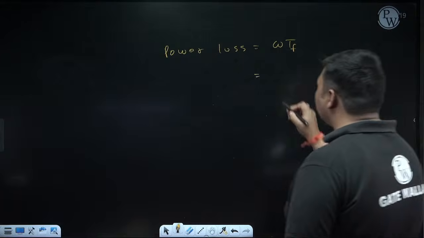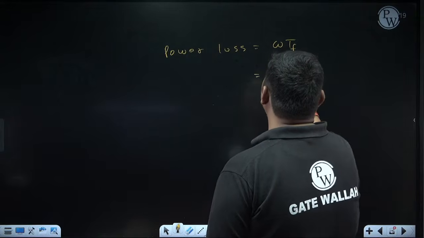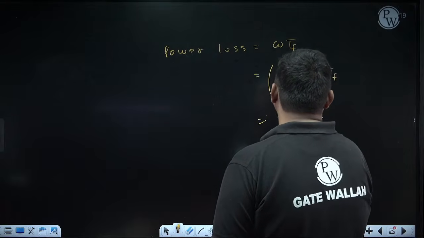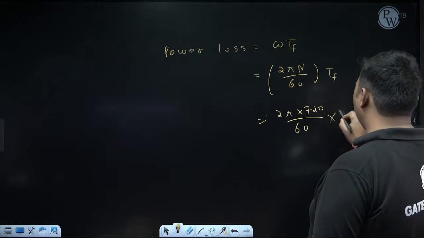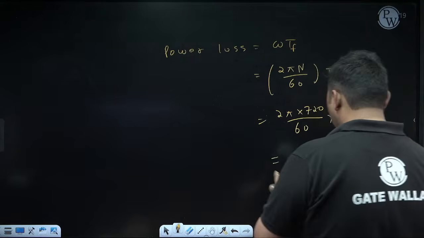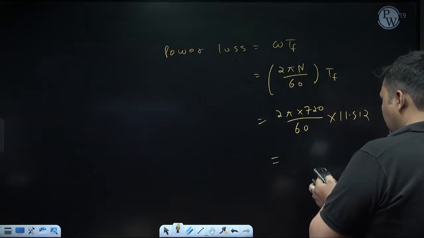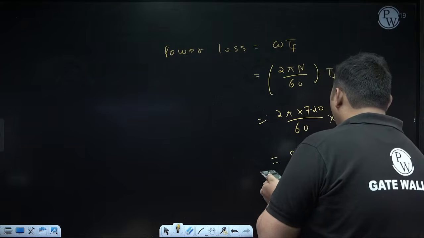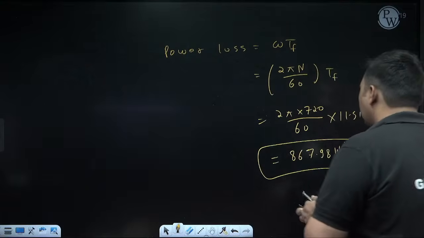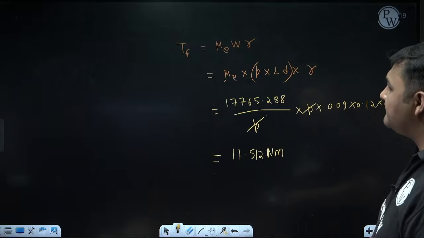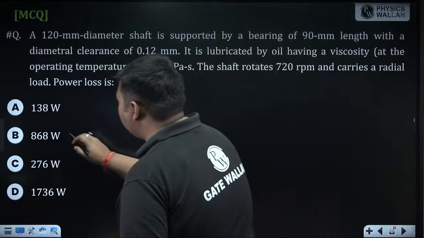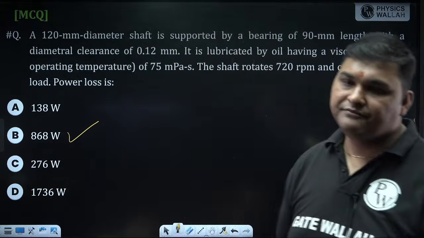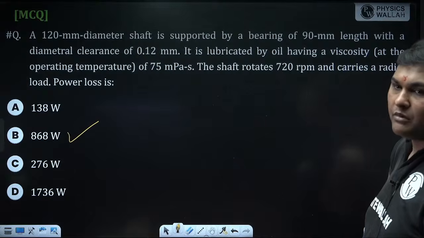Now if speed in RPM is capital N, we know speed in radian per second will be 2 pi capital N by 60, into the torque loss. So 2 pi into 720 divided by 60, into torque loss 11.512. So how much power loss is coming? Is it coming nearly 867.98 watt? Now see which option is near to this answer. Near to 867.98, option B. So for this question, the correct answer is B for Bombay. Very good. Clear? So like this, we will solve this type of problem.